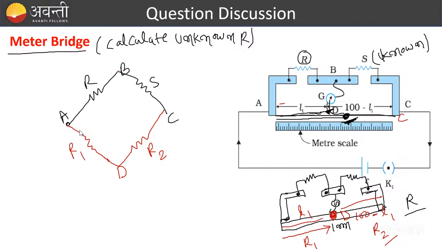Galvanometer कहाँ है, देखो B से D की तरफ है galvanometer and there is no deflection in the galvanometer. So what you will say here, आप यहाँ पे simple ये बोलोगे कि since there is no deflection, R by R1 is equal to S by R2. Why we are writing this? From the case of balanced Wheatstone bridge, right?